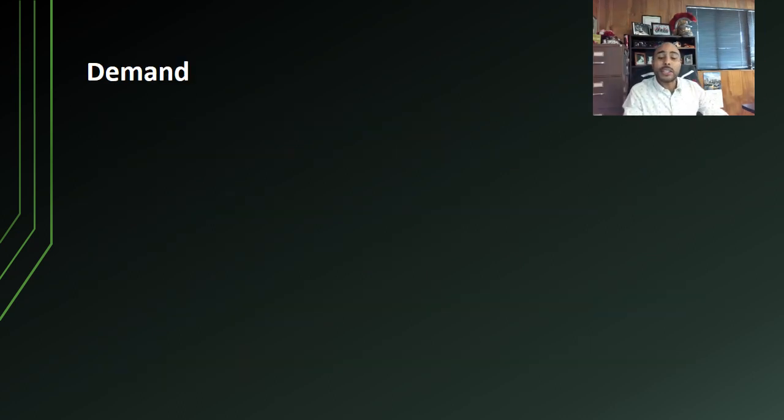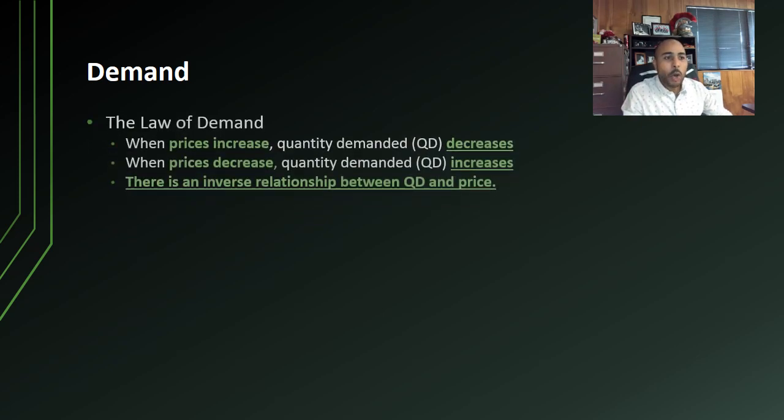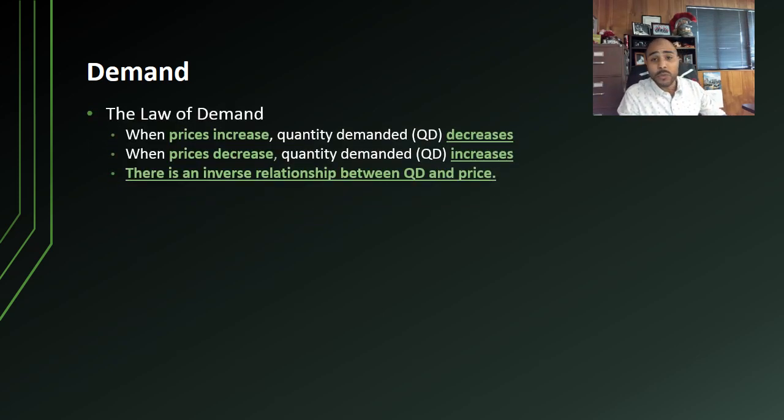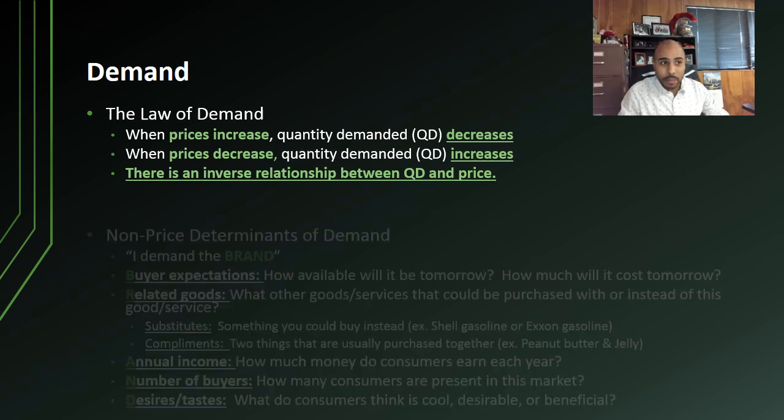All right, so now let's talk about demand. Hopefully you remember the law of demand. It's very, very important. The law of demand tells us that when prices increase, the quantity demanded decreases. And when prices decrease, the quantity demanded increases. That means that there is an inverse relationship between quantity demanded and price. That's why we have a downward sloping demand curve. Remember, demand down to the sand.